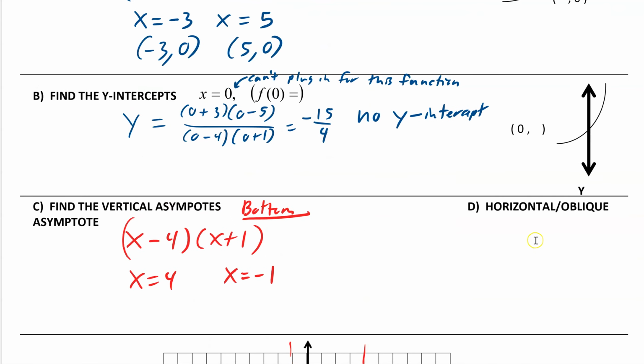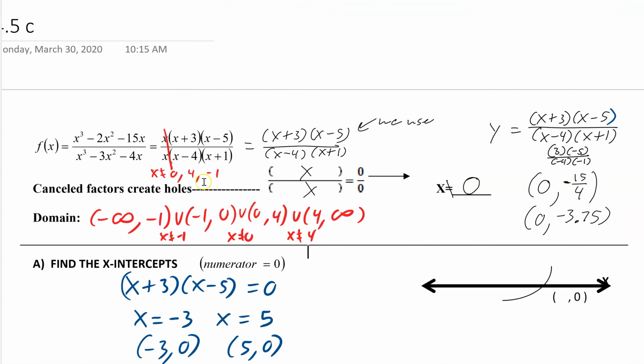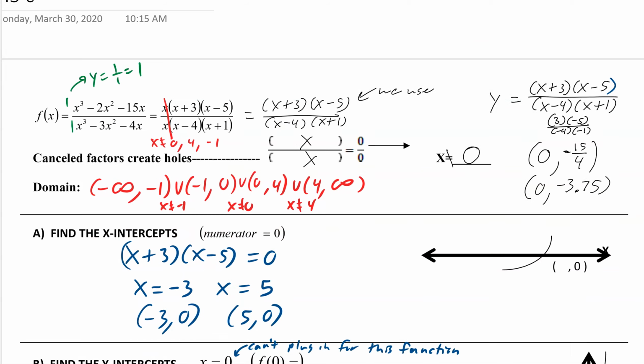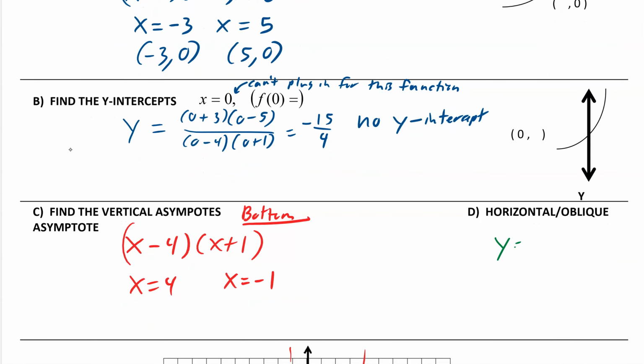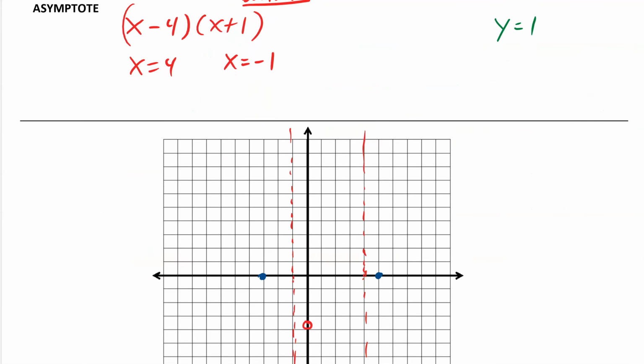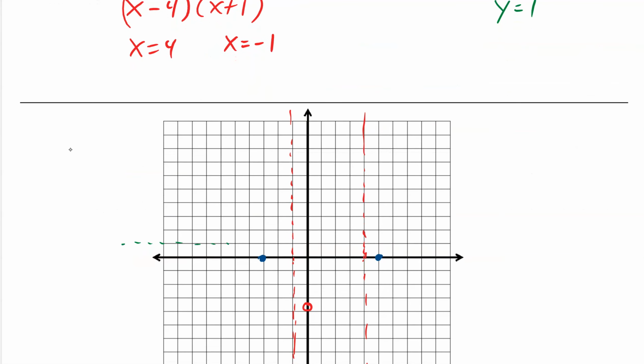So now all we need is our horizontal. And if you remember the horizontal, if the degrees on the top and bottom are the same, it's the leading coefficients. So we know this is 1 and 1. So that means we're going to get y equals 1 over 1, which is 1. So y equals 1. If you need a reminder on that, you can watch the video on horizontal. And we've got our nice graph here already done.